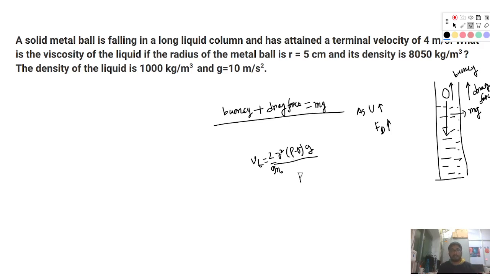and rho is the density of the ball, okay, and sigma is the density of the liquid. Okay, Sumit?